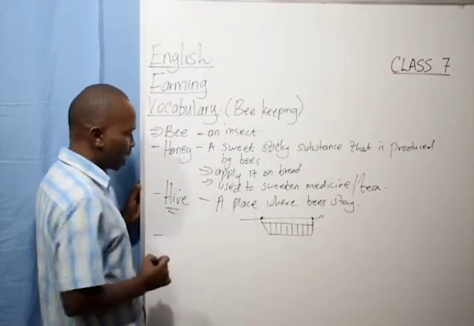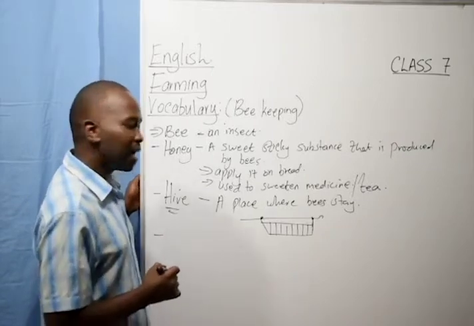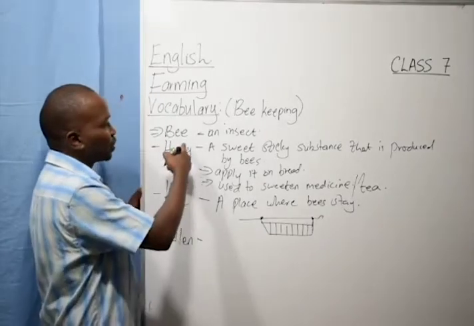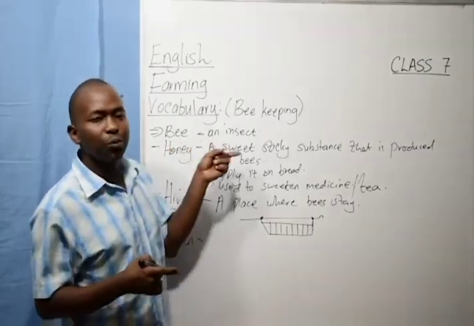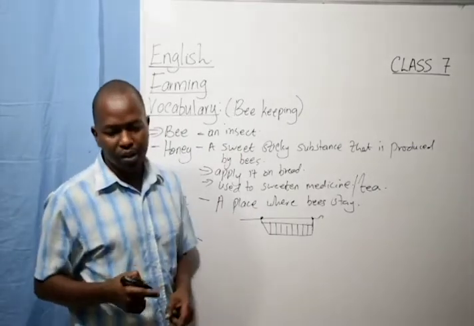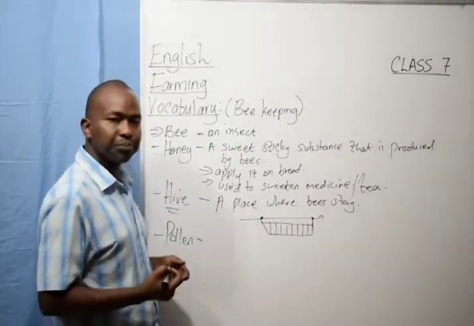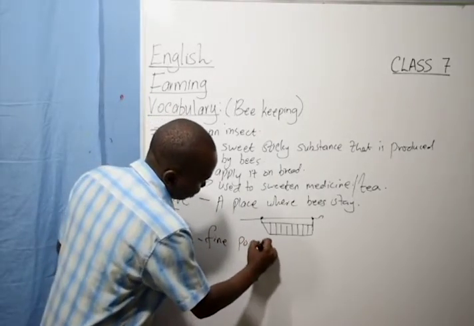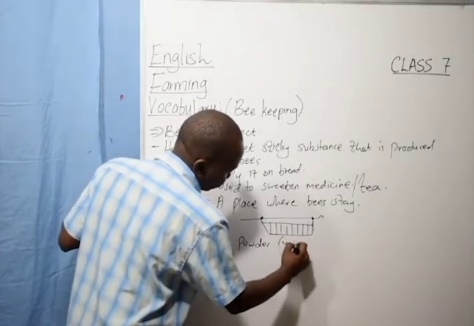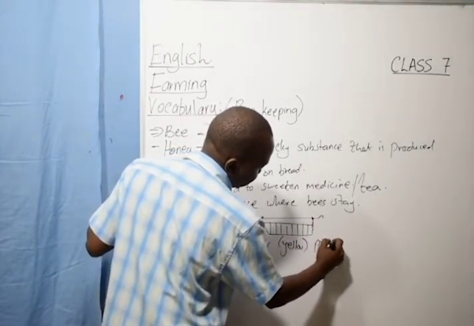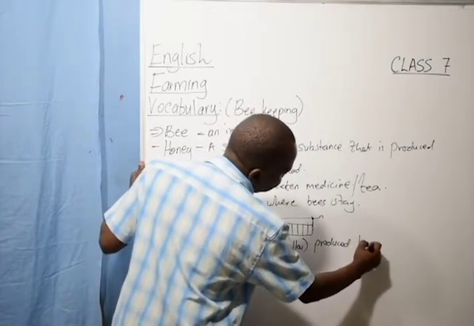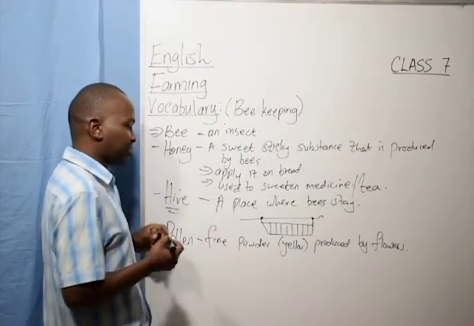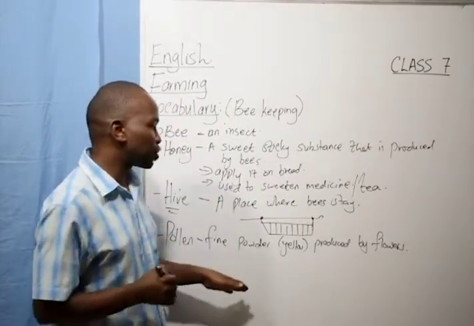Now, another vocabulary word that we are going to come across in this topic is the word pollen. As we are talking about pollination, one of the works of the bees is to pollinate. So we have the word pollen. What is pollen? Pollen is a fine powder, which is usually yellow, produced by flowers. It is usually a fine yellow powder that is produced by flowers.